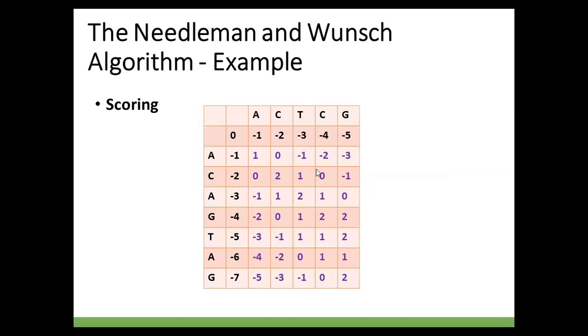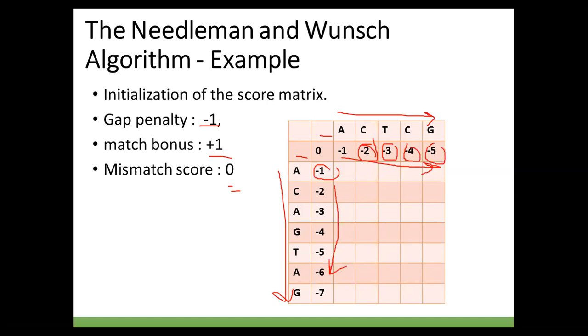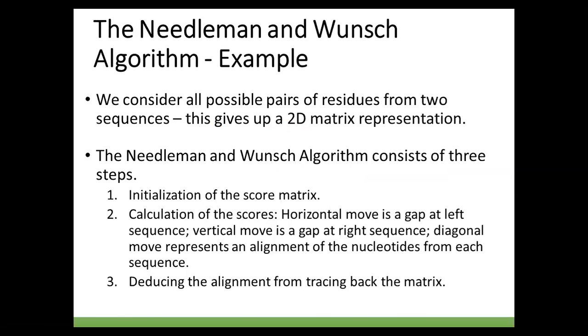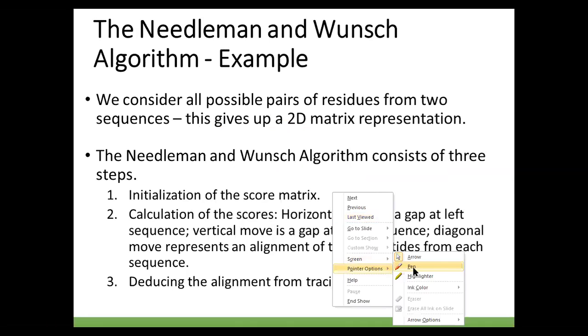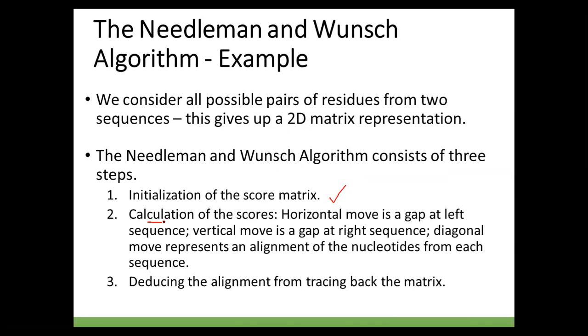So after that, how can you develop the matrix? So in this algorithm, in each step, actually, these steps are summarized here, okay, in general. So in this, we have done up to this. We have done up to here. And now we have to calculate the scores. Horizontal move is a gap at the left sequence, and vertical move is a gap at the right sequence, and the diagonal move represents an alignment of the nucleotide from each sequence.